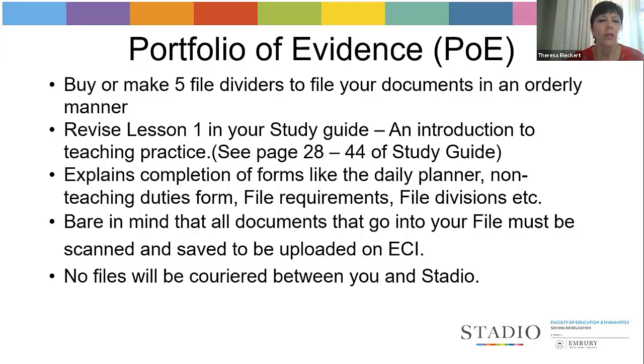Continuing with the POE. So you will have to buy or make yourself 5 file dividers. You can just use cardboard, and you get these different colored cardboards, so you don't have to go and buy the fancy plastic ones that you get from CNA or B&A or any of those stores. You can make your own from cardboard. So you will have to make 5 dividers, and you will see that I've given you the page numbers there on the slide of where you can go and revise what's needed for your POE.